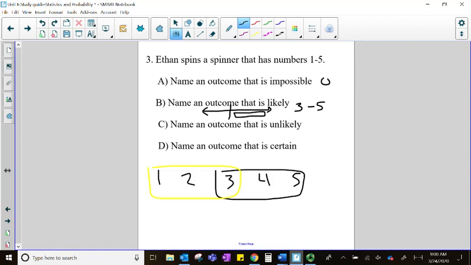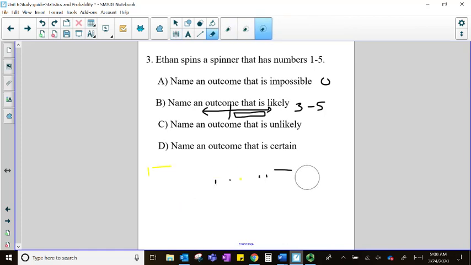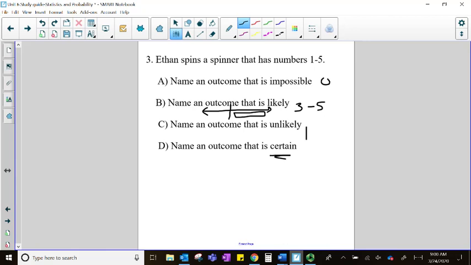Name an outcome that is unlikely. Again, you can list them out, or you can just choose one of the 5. So landing on 1 would be unlikely because there's only 1 out of the 5, and 1/5 is on that probability line under unlikely. Name an outcome that is certain, that will always definitely happen. That means landing on a number between 1 and 5 or landing on a number under 6 will always happen. You had some variability in these answers, but hopefully you can come up with situations that are always true.